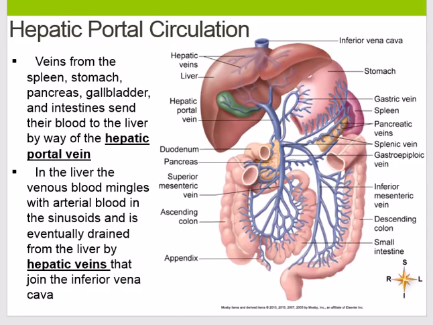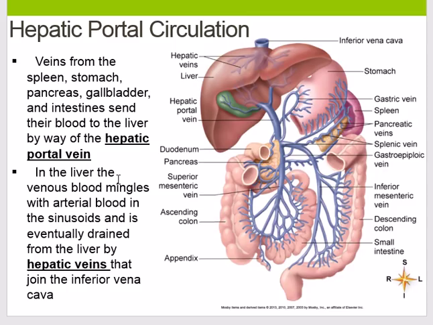So I spoke to you already very briefly about the hepatic portal circulation at the beginning of the lecture, but what you need to know about it now in more detail is that veins from the spleen, stomach, pancreas, gallbladder, and intestines do not put their blood directly into the inferior vena cava as do veins from other organs and areas of the body. Instead, their blood is sent to the liver by means of a hepatic portal vein.